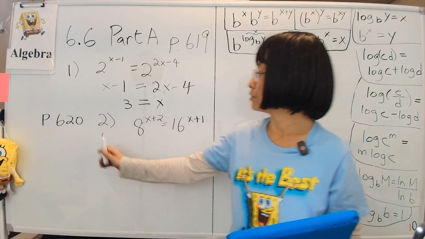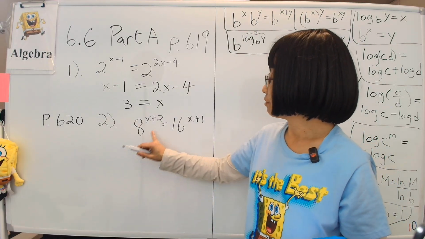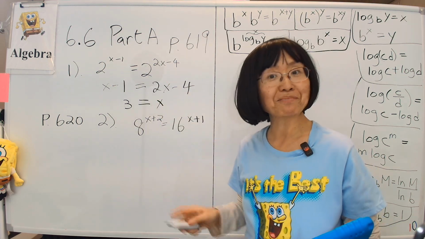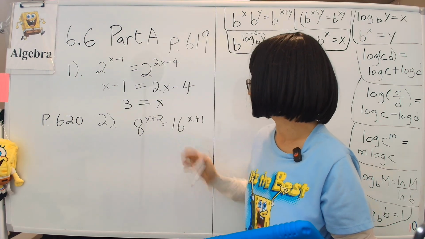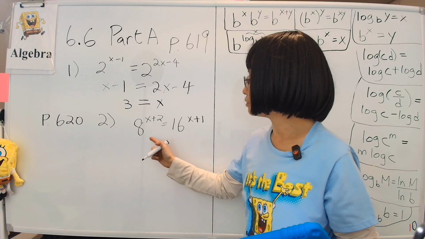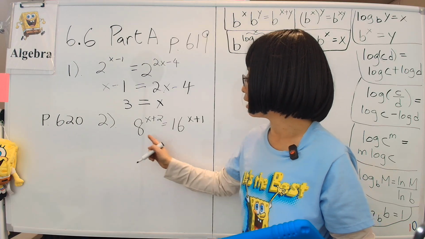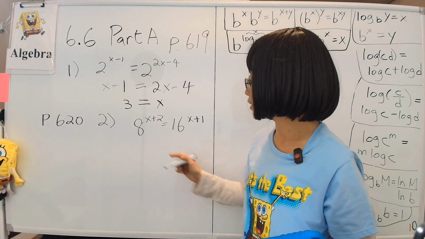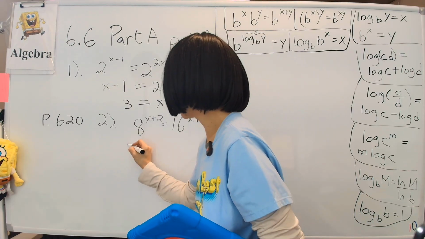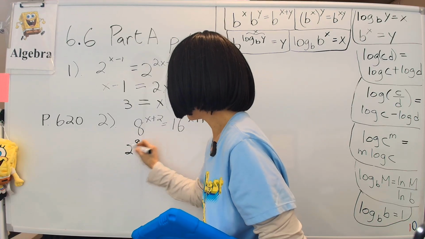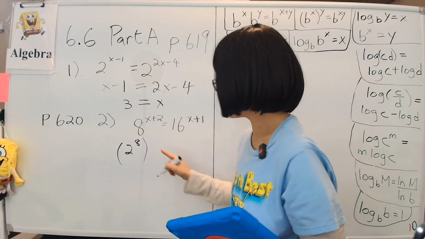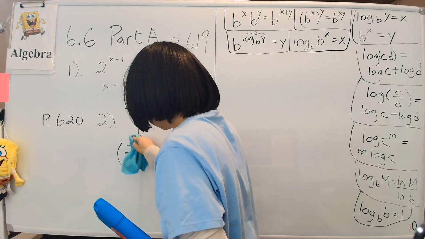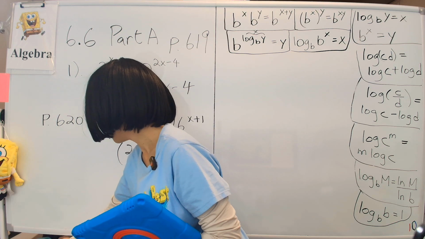The next example, example 2 on page 620, we have 8 here, but we have 16 here. They're not the same like the first example, which was much nicer, right? There is a slight problem here. So we are going to factor them so that they have the same base. In this case we can: 8 is 2 to the power 3.